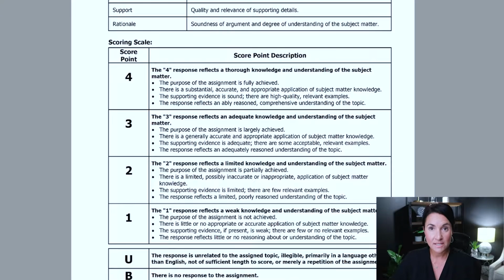Okay, so this is from the test specification for Connecticut, but it looks the same for Wisconsin, and for any state that's using the Foundations of Reading assessment. Let's just go through, let's shoot for a 4, okay? Let's say that we really want to get a 4 on this writing exam. So the 4 reflects a thorough knowledge and understanding of subject matter.